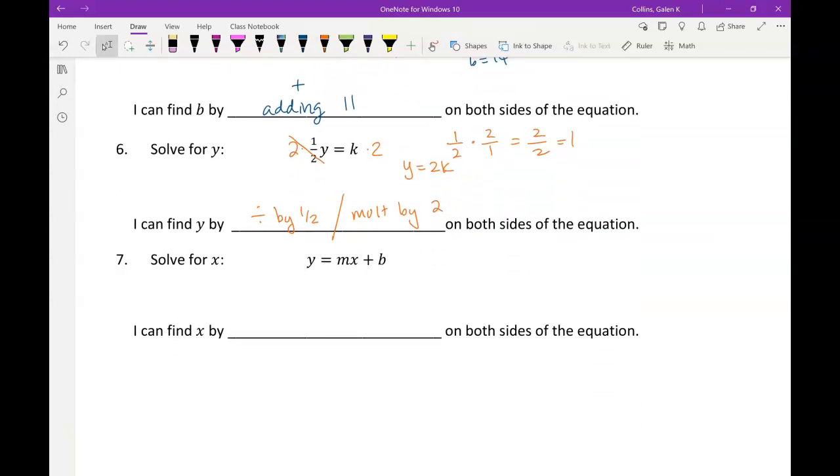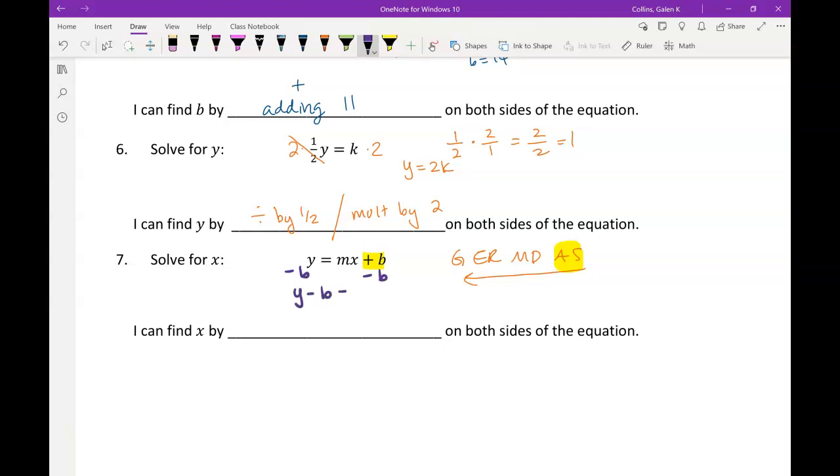All right, number 7, solve for x. This one looks familiar: y equals mx plus b. Well, we have to do 2 steps here because 2 things are being done to x. First, x is multiplied by m, and last, the constant b is added to that. So again, if I think about my order of operations, I need to work backwards to solve. So I need to start by undoing addition or subtraction first. So I need to undo b, or the addition of b, by subtracting b from both sides.